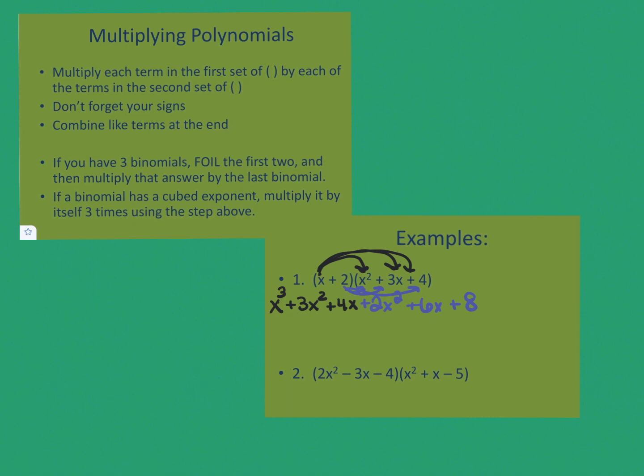Take a look at your terms and see what we have that's alike. X to the third power, don't see anything else, so I'm going to leave that as is. X squared, I have a 3x squared and a 2x squared, so I'm going to add those together. 4x, 6x, add those together. And then that constant of 8, only one that's there. So we're going to let that be. So our final answer is going to be x to the third plus 5x squared plus 10x plus 8.